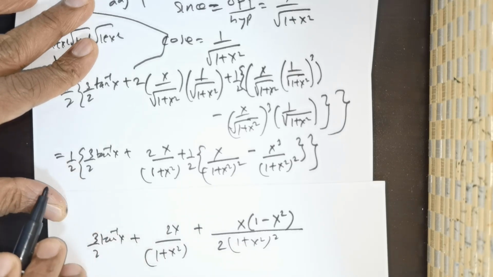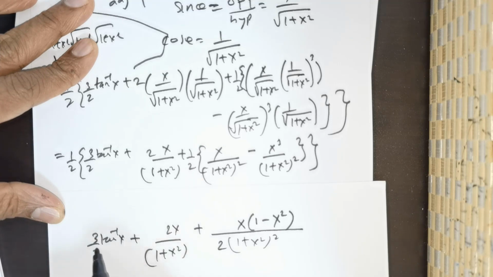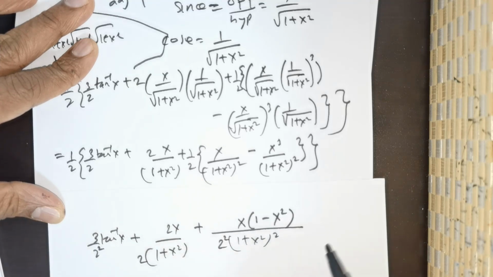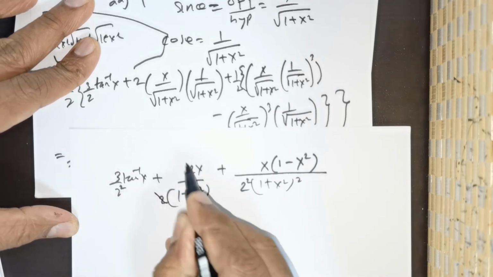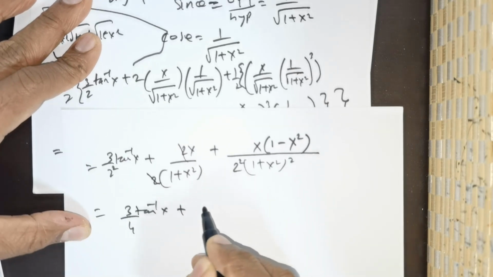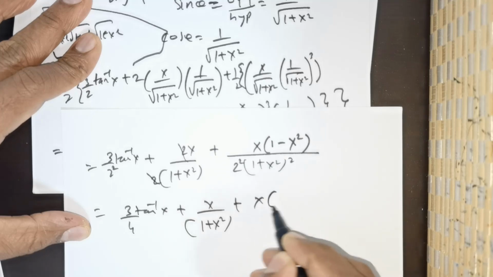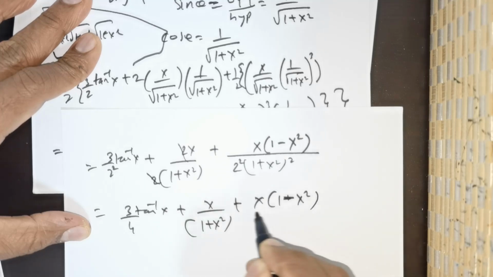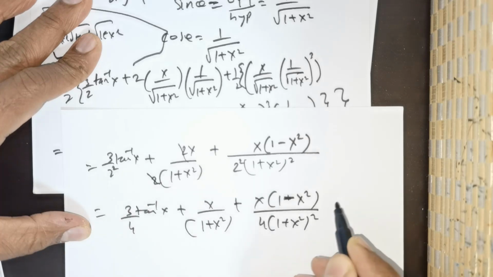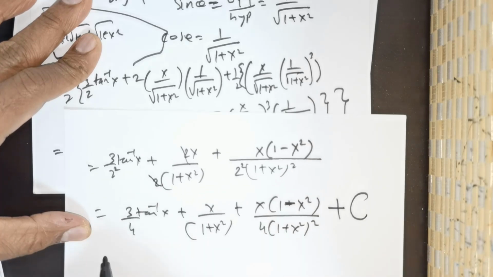Now you got this 1 over 2. You can just bring this 1 over 2. This will become 2 squared. This 2 will be placed here, 2 squared will be placed here. So this 2 and this 2 can be cancelled, giving you 3 over 4 tan inverse of x plus x over 1 plus x squared plus x times 1 minus x squared divided by 4 times 1 plus x squared whole squared. Now this is an indefinite integral, so you place arbitrary constants.